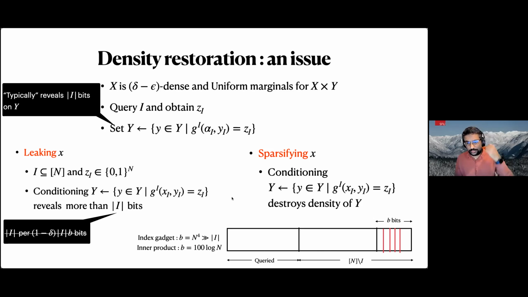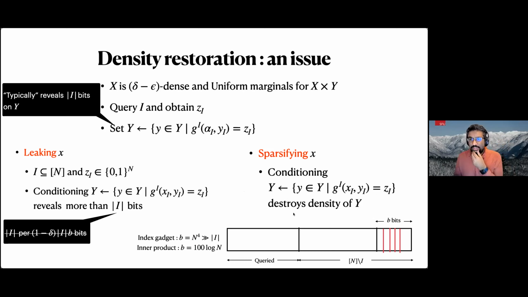The other problem is known as sparsifying. That doesn't happen for the index gadget, and that is something particular to the inner product gadget. Here, what happens is that by conditioning on this particular value of Zi, we are destroying the density of Y on these n minus I blocks.